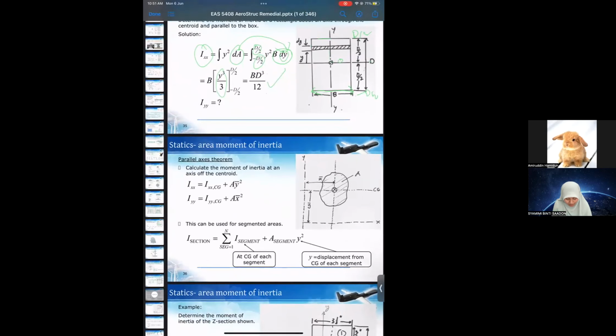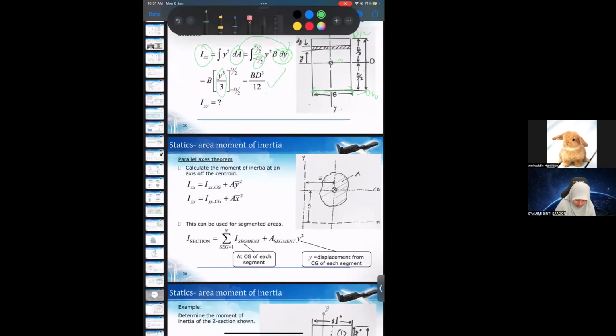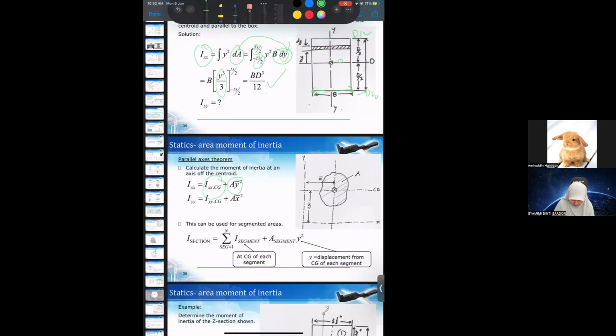So what if we have a shape that doesn't have a specific form, like this? To calculate the moment of inertia about the axis of the centroid, we will use this equation: the moment of inertia of the centroid plus the sum of the area times y squared of the segment.